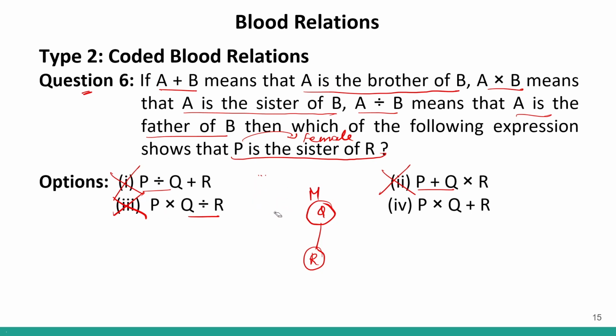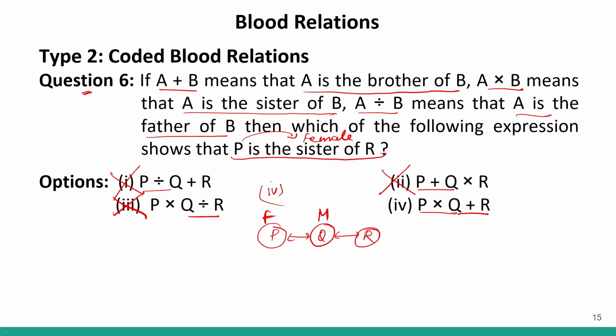Let us check option number 4. Option number 4 says P into Q. P into Q means P is the sister of Q. So P would be female, Q's gender is unknown, and Q plus R means Q is the brother of R. So Q would be male, R's gender is unknown. But these three are of the same generation. So P is the sister of R, and this can be denoted with the help of option number 4. So option number 4 will be the correct answer.